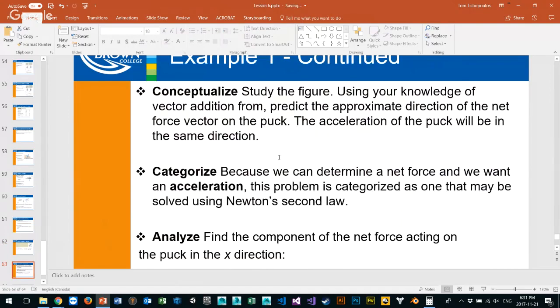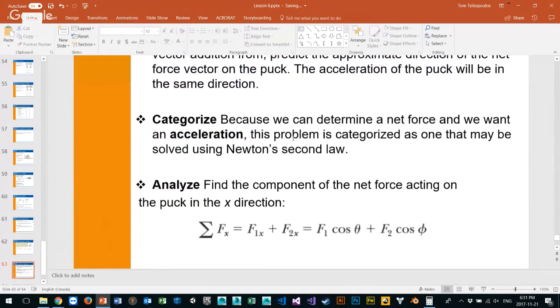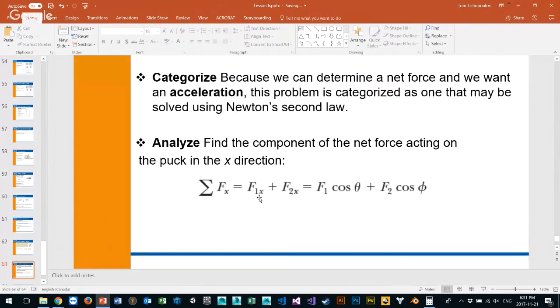They said first we conceptualize, we start the figure, we draw it, and we figure out that F1x plus F2x is equal to F1 cos theta plus F2 cos theta. Hey, we did that right. That's exactly what we did. We did the same thing. We do the same thing for the y. The sum of the x's and the sum of the y's is what we did.